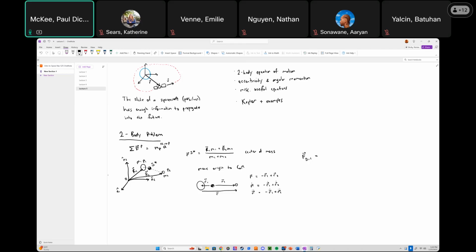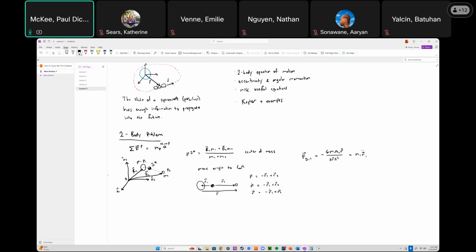Well, it's going to be G, mass of 1, mass of 2, okay? And then it's going to be r over r cubed, negative, and that is equal to the mass of 1 multiplied by r1 double dot. So let's think about that for a little bit.